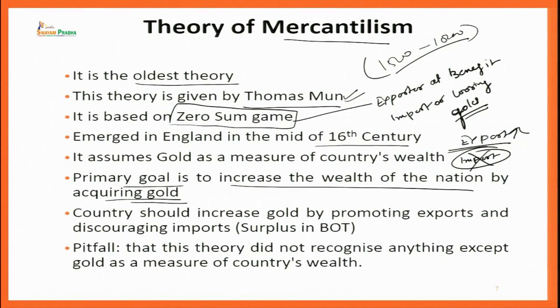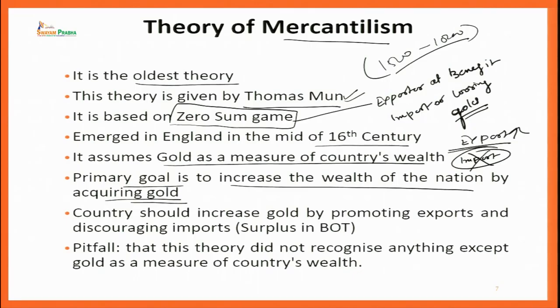That was the scenario in the mid of the 16th century, where people used to buy certain commodities against gold. Every country used to have a certain reservoir of gold, and they wanted to increase this reservoir. They assumed gold as a measure of the country's wealth. If I have a huge reservoir of gold, I will be considered a wealthy country. If I have less, I will be considered a poor country.